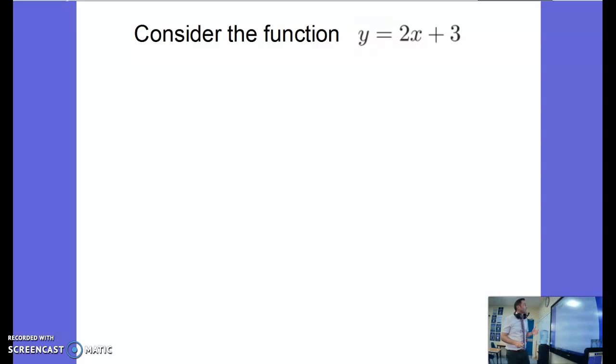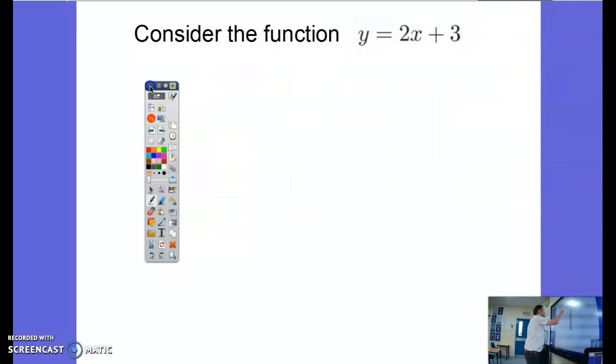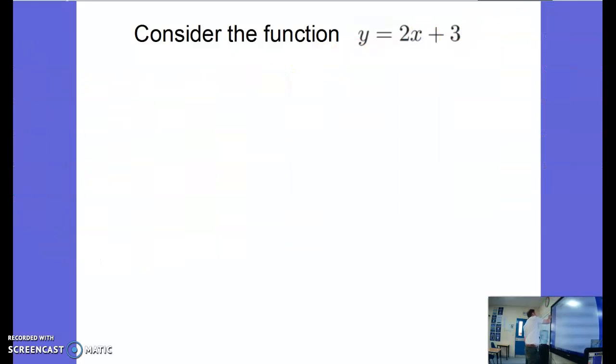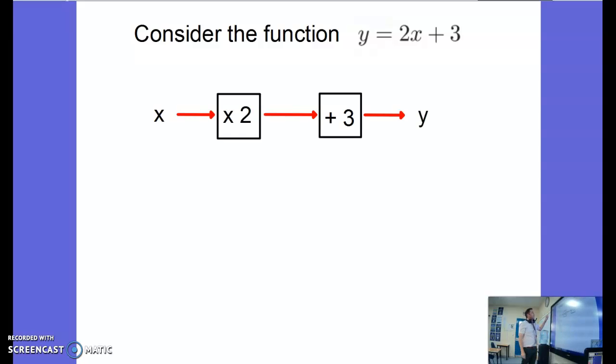Okay, let's consider the function y equals 2x plus 3. What am I doing to the input there? I'm taking an input, x, I'm multiplying it by 2, and then I'm adding 3. And that gives me the output of y.